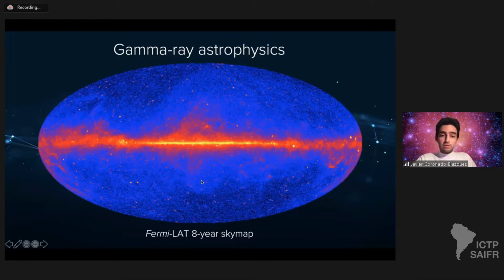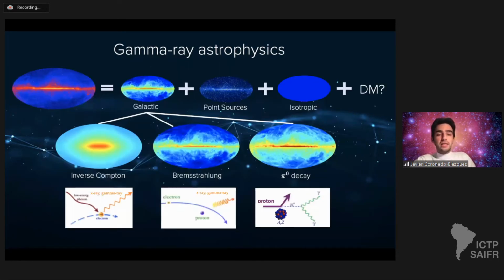This map can also be decomposed in many things. For instance, you have the galactic diffuse emission, which is a combination of non-thermal processes such as the inverse Compton, the Bremsstrahlung, and the pi-zero decay. And you also have point sources, the great vast majority of them being active galactic nuclei. And then you have also an isotropic non-resolved background of gamma ray sources. And the question is if we have dark matter hidden in this map.